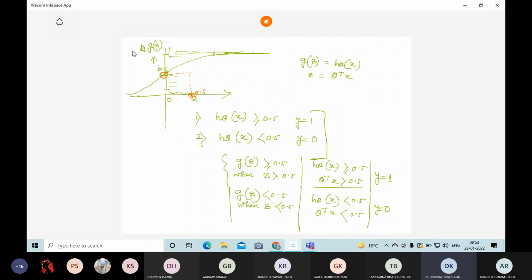So this square area, the h theta of x becomes 0.5 at the point which lies on the y-axis, and z becomes 0.5 at this point which lies on the x-axis. So this is the unit square area, or we can say this is the threshold area. Whatever points lie beyond this area will have y equals 1.